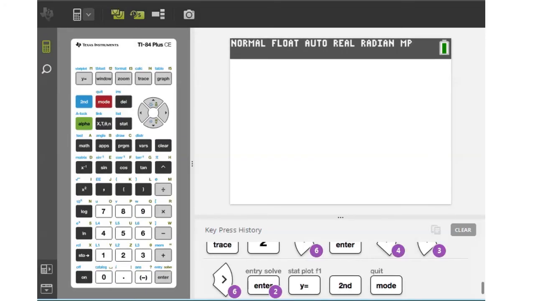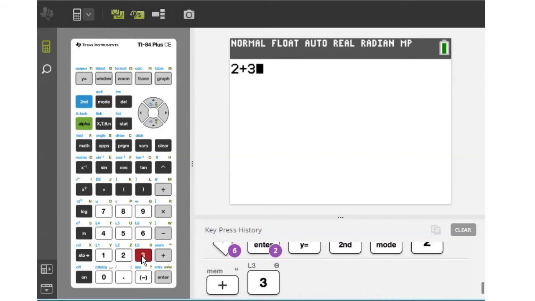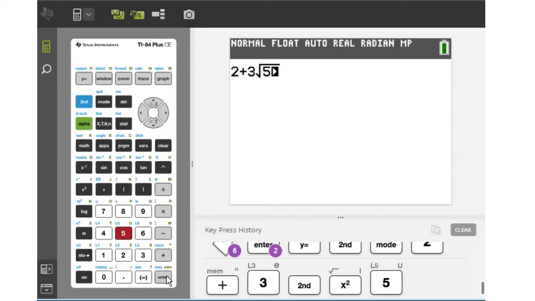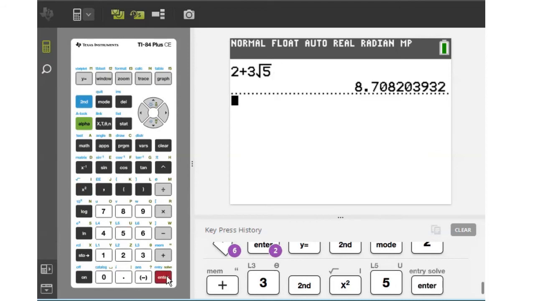Correct. I'm going to try and find the solutions graphically. So in the calculator, I need to find the value of 2 plus 3 radical 5 first. And 2 plus 3 radical 5 is 8.708. So any value that is 8.71 or close to that is going to be a good representation of this radical.